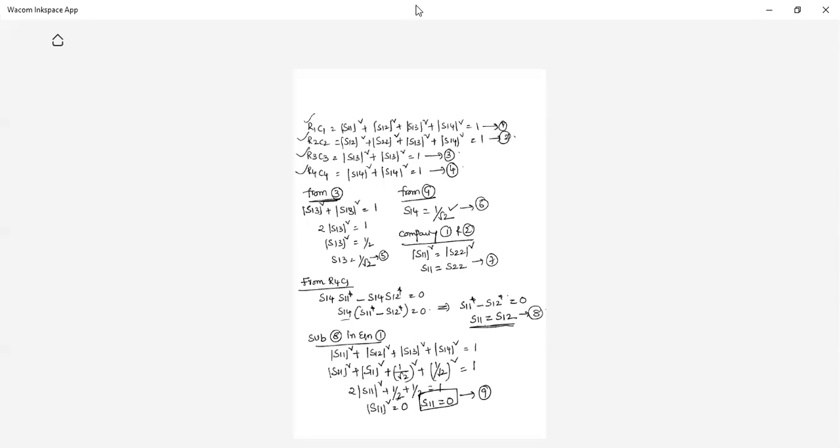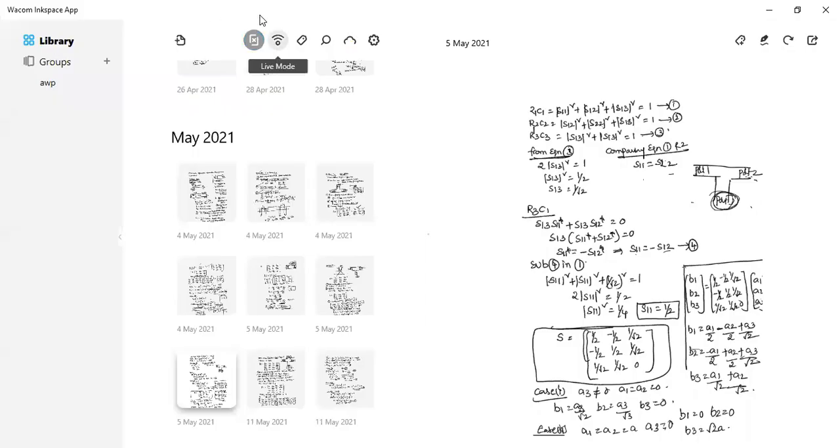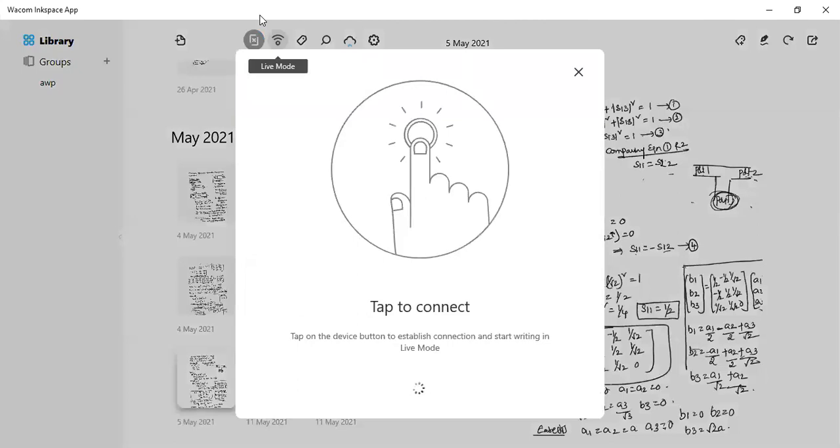Okay, now finally we arrived at one conclusion. We derived all the parameters. Now we'll see what is the S matrix. I'll take a new page. What is the S matrix of magic T? We will see the S matrix of magic T.